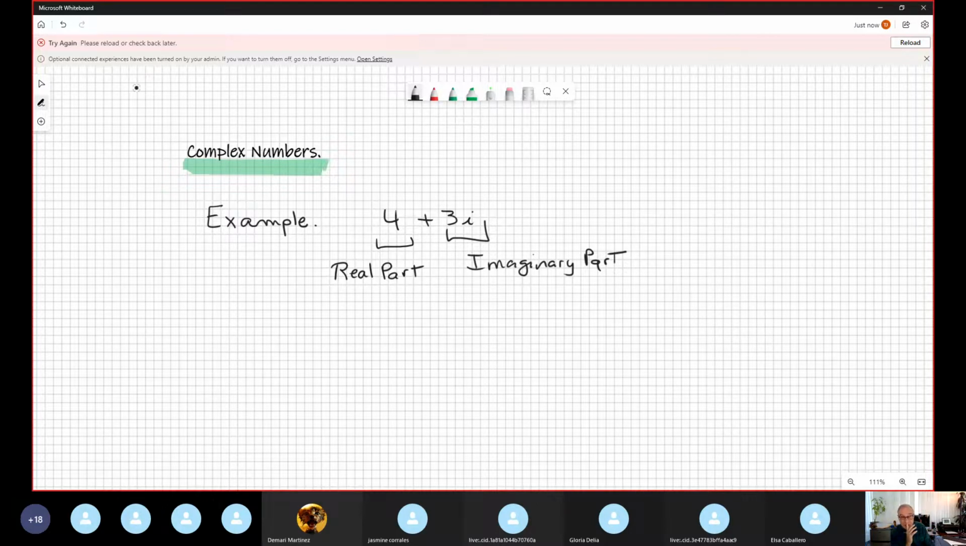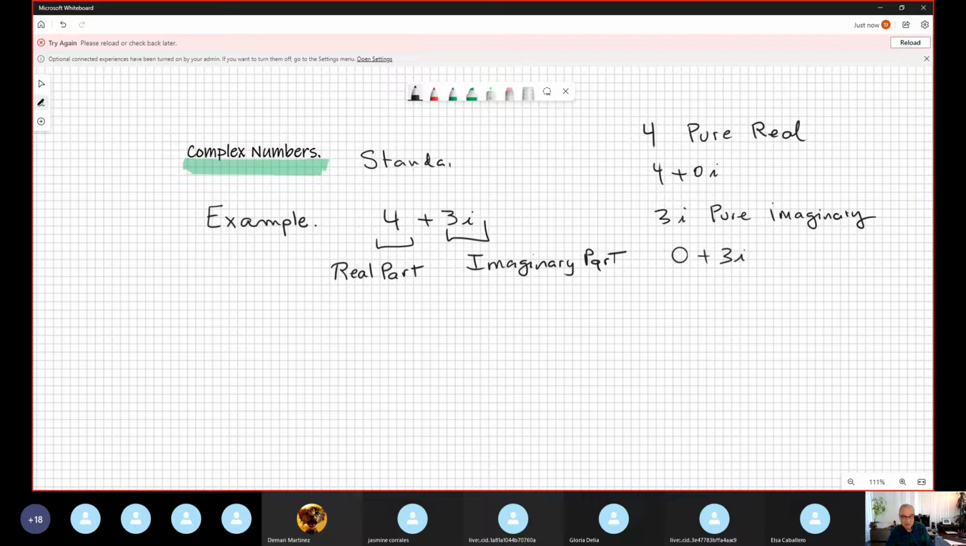Okay, so we have maybe some special cases. For example, 4 alone is purely real because the imaginary part is 0. You can write, if you want, 4 plus 0i. And for example, 3i alone is purely imaginary, and you can write, if you want, not necessary, 0 plus 3i. Because the format to write a complex number is the standard form: you write first the real part and secondly the imaginary part. Okay, you need to respect this. This is the style of algebra.